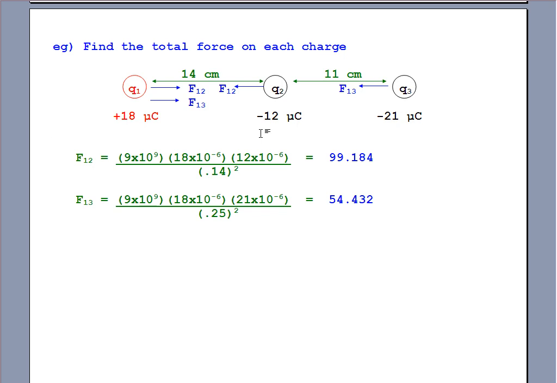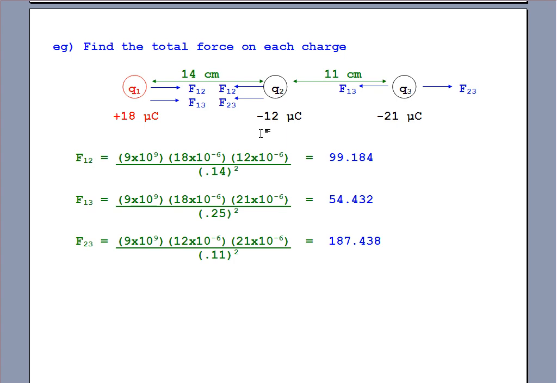Now the last pair to look at: what about 2 and 3 when they look at each other? They're both negative, so they're going to repel each other. I'm going to call that pair of forces F23, and I can use Coulomb's law again to figure out how big that value is. When you run the values, you get 187 newtons. Now, we're not really finished this question yet, but we're very close.